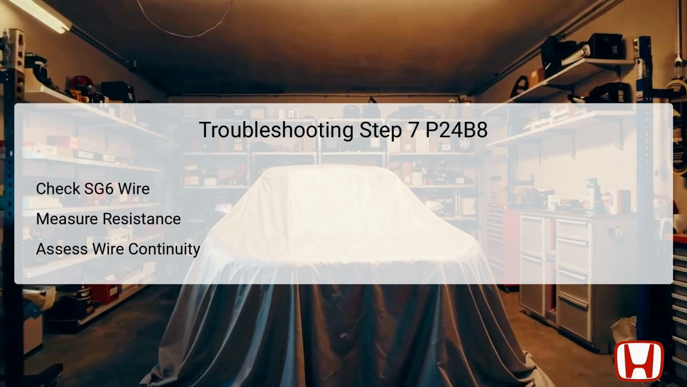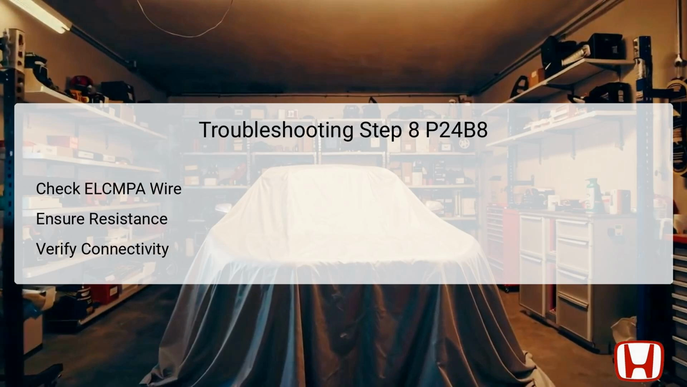A reading of 1.0 ohm or less indicates that the SG6 wire is functioning correctly. If the reading is above this threshold, it signifies an open circuit somewhere along the SG6 wire running between the PCM and the EVAP Leak Check Module, requiring remedial action. This step underscores the importance of ensuring proper electrical pathways throughout the vehicle's wiring system.